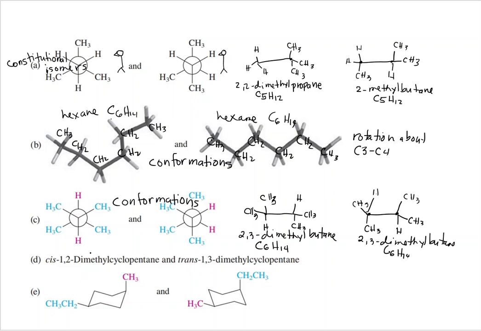So therefore, these two are conformations of each other. And finally, this one: cis-1,2-dimethylcyclopentane, trans-1,3. So they have different names. They're both disubstituted cyclopentane. So these two are constitutional isomers. This one is C7H14. This one is C7H14 as well. One is 1,2 and the other is 1,3. So they are not stereoisomers. They are constitutional isomers of each other.